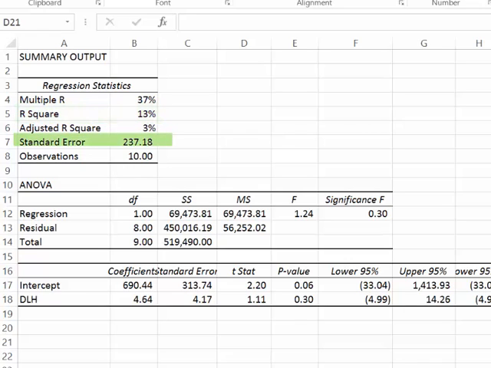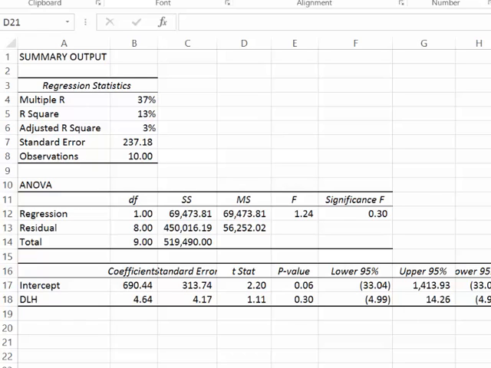And the standard error is very large, $237. You can go down and you can look at the T-stat. Neither T-stat is over 3. So those are not very good. The intercept's p-value looks like it is okay, only about a 6% probability that it is random. But for the direct labor hours, there is a 30% probability that it is strictly random. So this is a really poor fit.